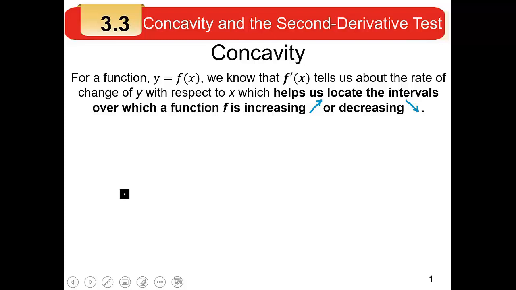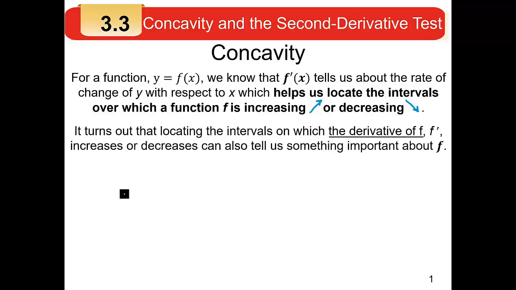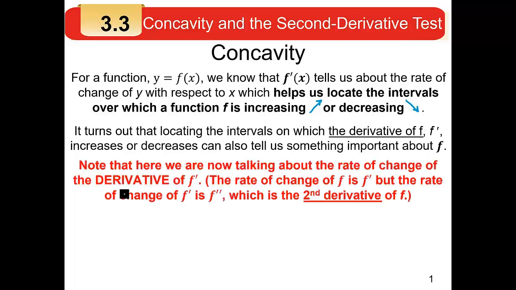For a function y equals f of x, we know that the derivative f prime of x tells us about the rate of change of y with respect to x, which has helped us in the past and will help us in the future to locate intervals over which a function is increasing or decreasing. It turns out that locating the intervals on which the derivative f prime increases or decreases can also tell us something important about the original function f.